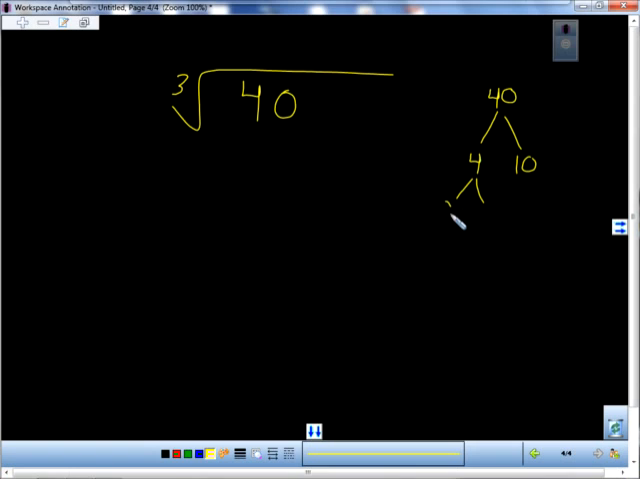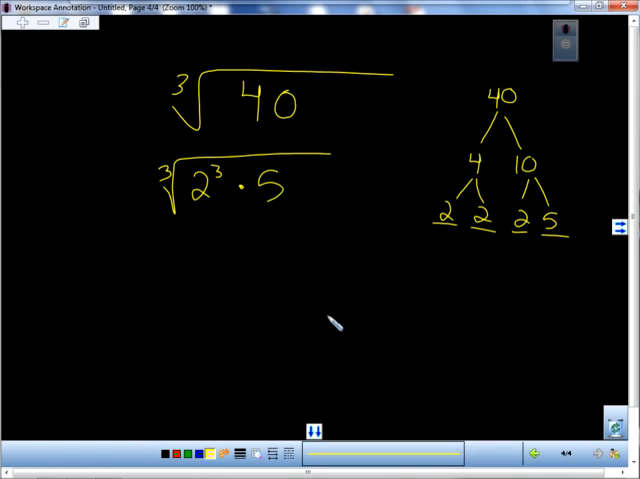4 breaks down into 2 and 2, so there's 2 primes. 10 breaks down into 2 and 5. So what I have underneath here now is 2 cubed times 5. That's the same thing as 40, right? 2 times 2 times 2 is 8, times 5 is 40.